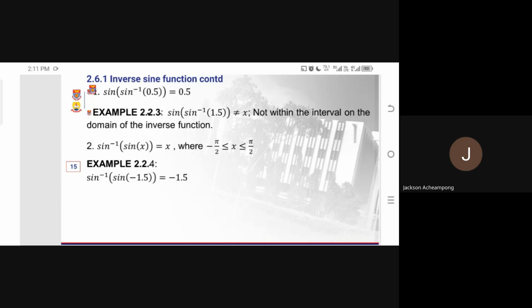Now let's take our calculators and punch in sine inverse of sine of -1.5. What are we getting? -1.5, because this x value, -1.5, lies between -pi/2 and pi/2. What is the equivalence of pi/2 in degrees? 90 degrees. So for this second rule, x should lie between -90 and 90 degrees. We realize that -1.5 lies between this interval, right?